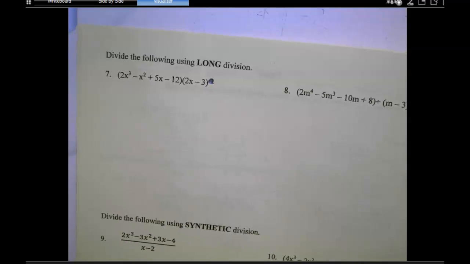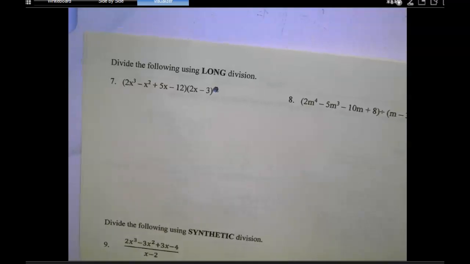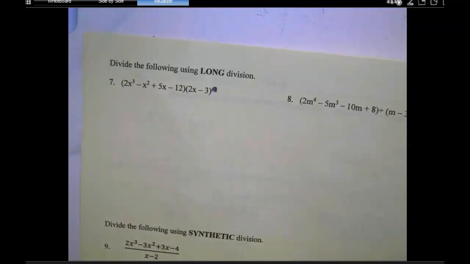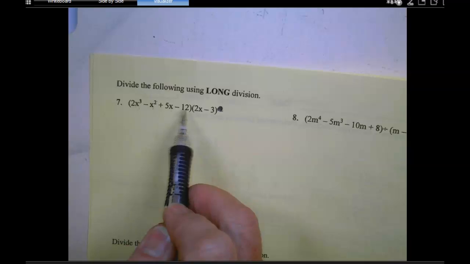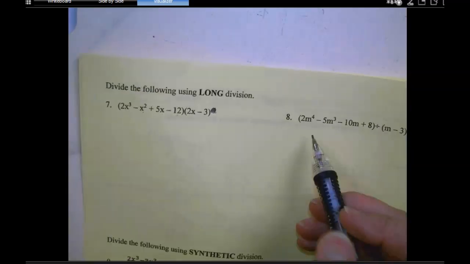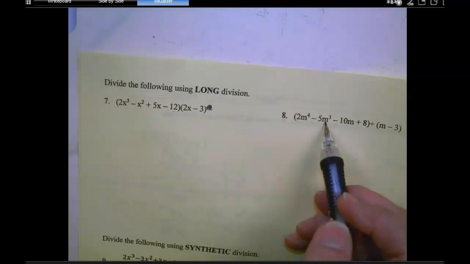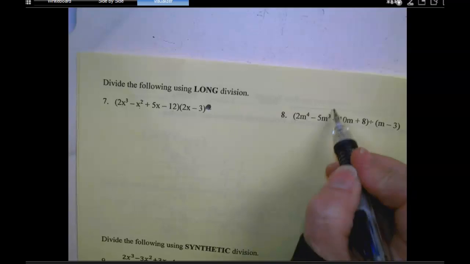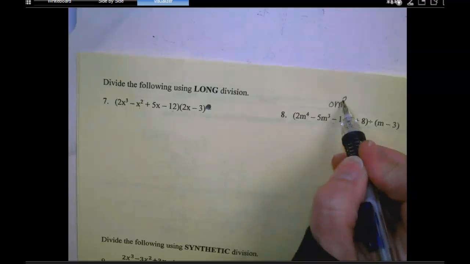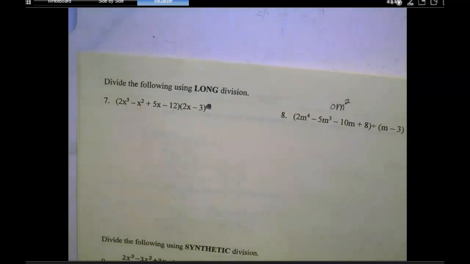If I were taking a test and I was doing long and synthetic division, before I started, the first thing I would do is look and say, oh, x to the third, x to the second, x, and a constant. This one's okay. But I would go to the next one. m to the fourth, m to the third. Y'all, what's missing? So you got to add the 0m squared. And I would write that so I wouldn't forget it.